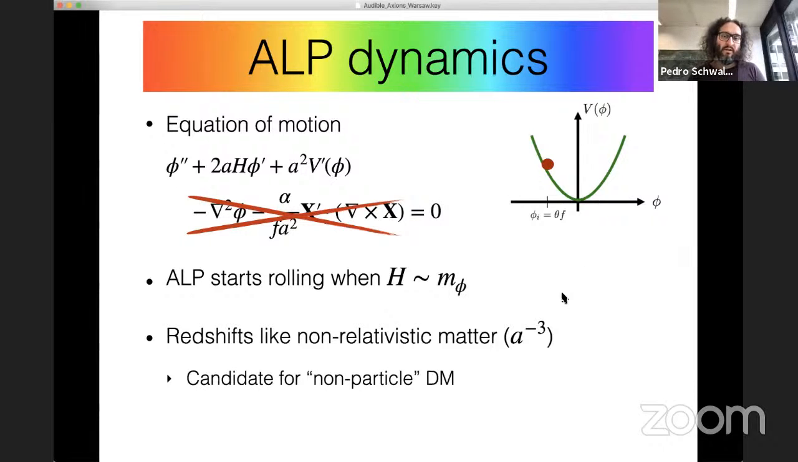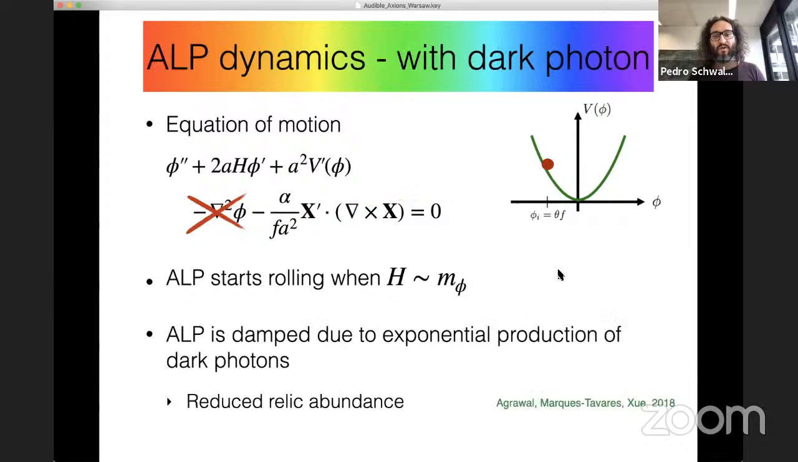Okay. Now we want to see what happens if we add one additional interaction, namely if we couple this axion to a dark photon. This is this field X that we're adding here to the equations of motion. Now what happens in this case is that this is an additional source of friction in the equations of motion. So the oscillation of the ALP is damped, and the energy instead goes into an exponential production of dark photons.